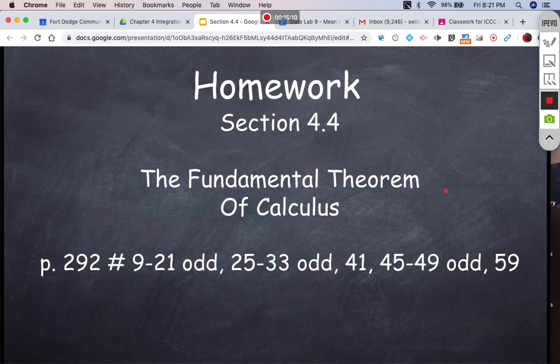There's the fundamental theorem of calculus in all its glory. So have fun with this homework.